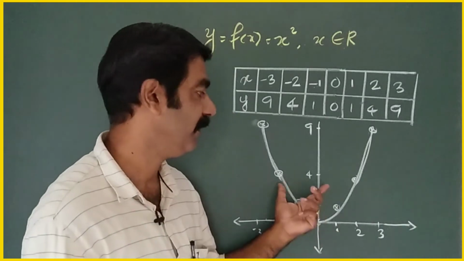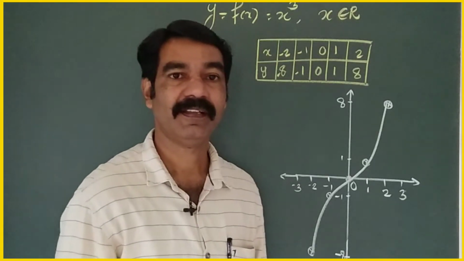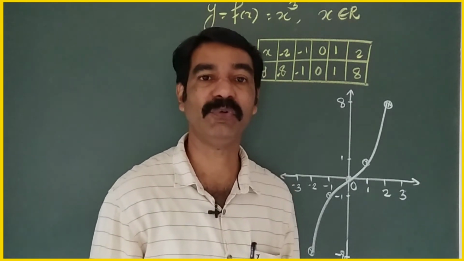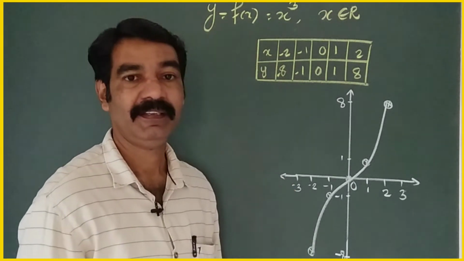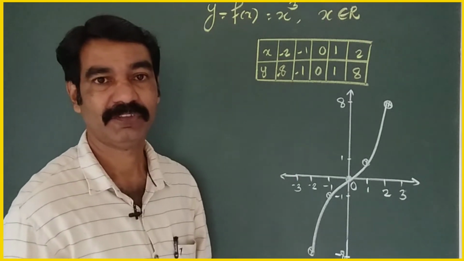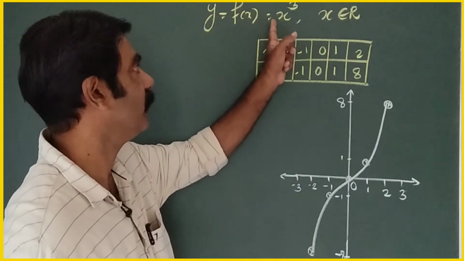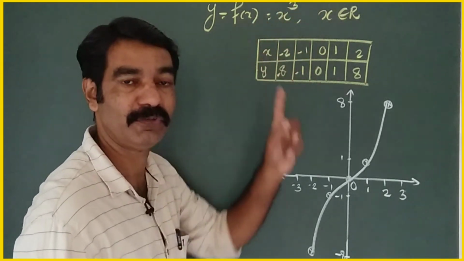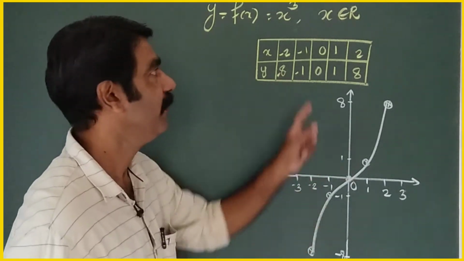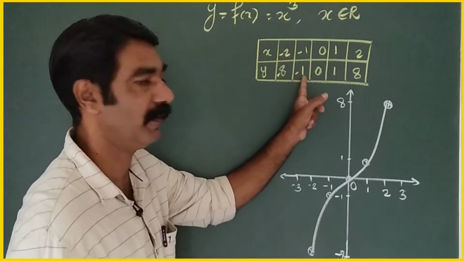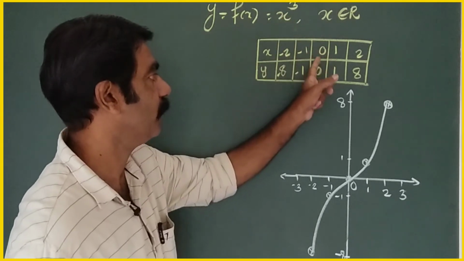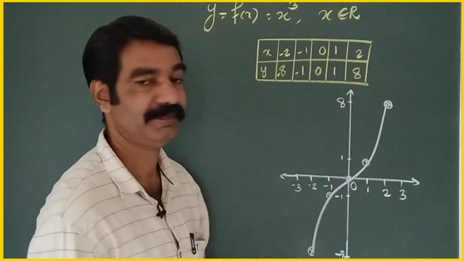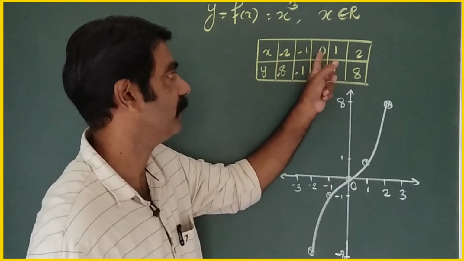Okay. So that is a simple graph. We consider another function. y is equal to f of x is equal to x cube, x belongs to R. To draw the graph of this function, we take some values. Okay. So suppose x is minus 2, then what is y? Minus 2 cube. What is minus 2 cube? Minus 2 into minus 2 into minus 2 becomes minus 8. When x is minus 1, cube is minus 1. When x is 0, 0 cube is 0. When x is 1, cube is 1. When x is 2, cube is 8. So we take only minus 2, minus 1, 0, 1, 2.